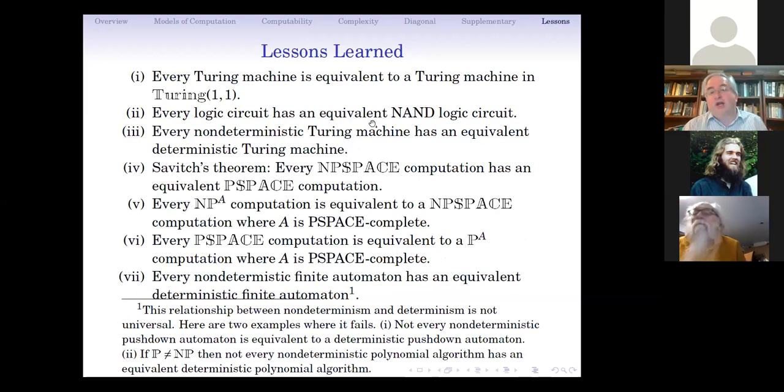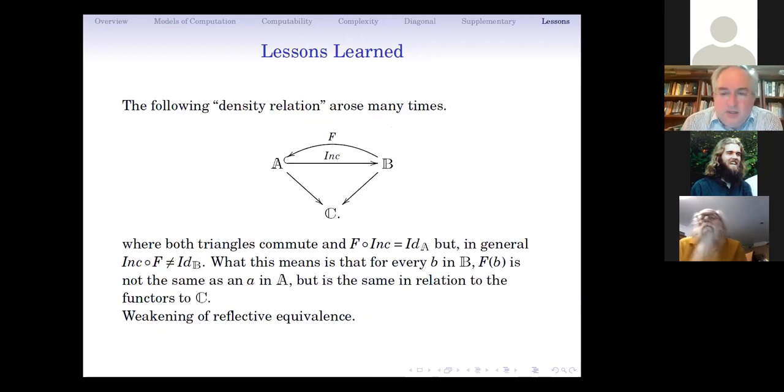Every logic circuit has an equivalent NAND logic circuit. So the computer that you're using to watch this has only NAND circuits, not ANDs and ORs. The reason for that is NANDs are somehow nicer. So again, this is NAND circuits, this is all circuits, and they produce the same function. Is C in the same category as A and B? No, those lower arrows are functors. Is it the image under a functor? Yes. The way to think of it is these are the functions that these computational models produce.